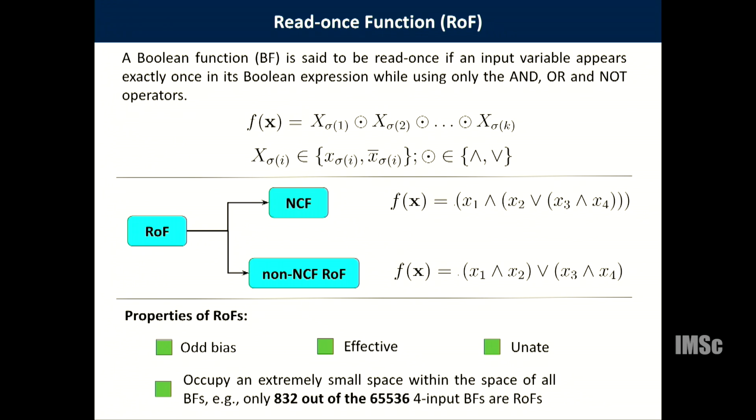For example, as I mentioned, there are 2 to the power 2 to the power 4, which is equal to 65,536 possible 4-input functions. Of these 4-input functions, the number which is read-once is 832. And the number which is NCF is roughly 600. So as you can see, it's a very small fraction of the complete space of functions.